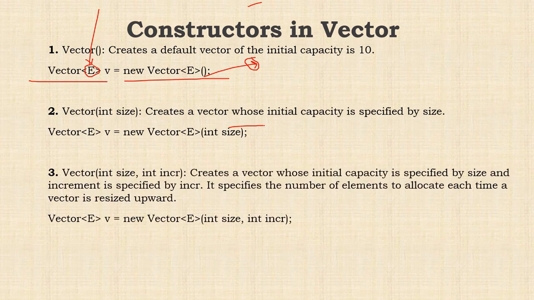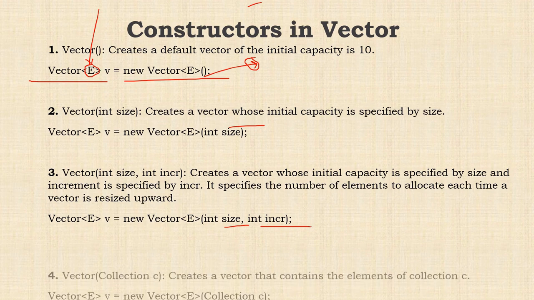So this is the size and INCR. Create a vector whose initial capacity is specified by size. We are giving size here also, and the increment is specified by INCR. So how will it be increased? How will the size be increased? Like this, we can provide the size plus how much you want to increase the size of the vector. It specifies the number of elements to add each time a vector is resized upward. So like this, we can also create with size and INCR.